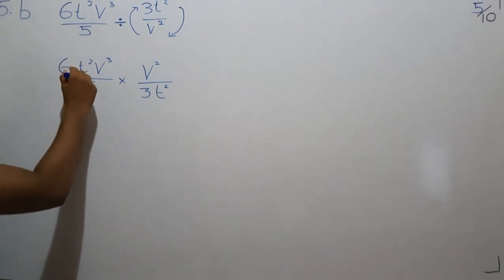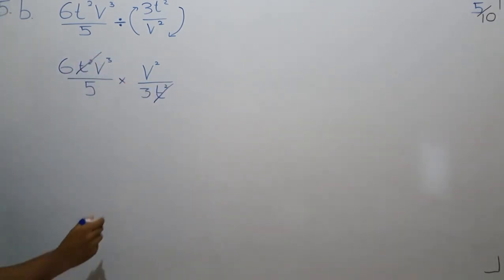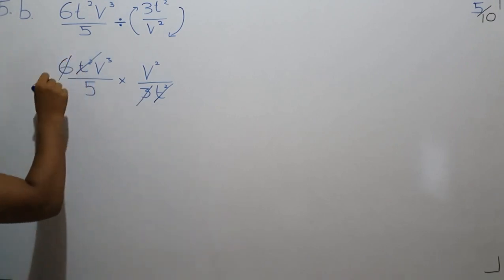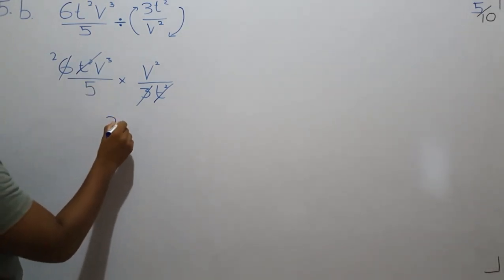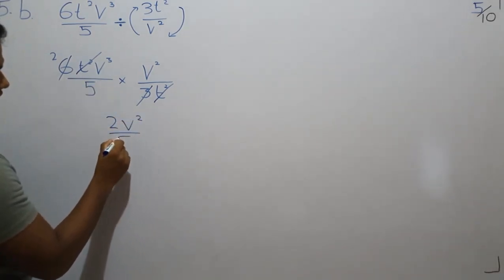So this t square and this t square will get cancelled. This 3 will get cancelled, so 2. So we will be having the final answer as 2v square divided by 5.